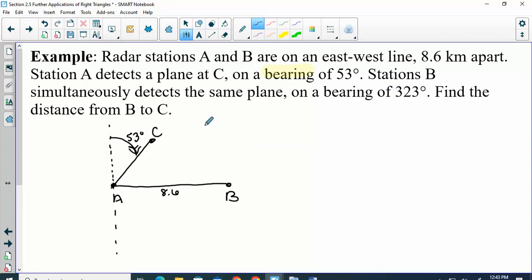Station B simultaneously detects the same plane on a bearing of 323 degrees. So now I'm doing bearing from B. So we need a north-south line from point B. We're looking at the same plane, but the angle I gave you is from due north all the way around to the south. I want the distance from B to C, so that's my x in this case, the thing I'm trying to find.